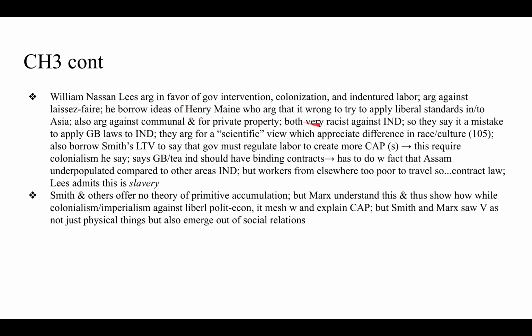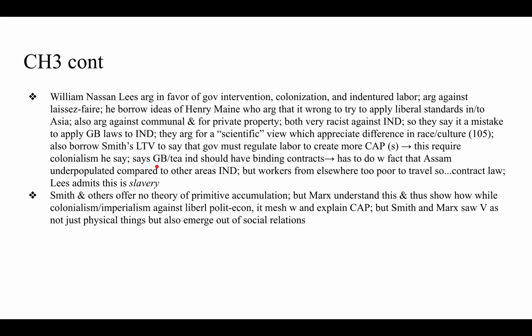Both these individuals were very racist against Indians and other non-whites. They said that it was a mistake to apply British laws to India as well, and they argued for a, quote, scientific view, which appreciated differences in race and culture. So they abandoned these kinds of ideas related to liberalism, including universalism and other ideas that came out of the Enlightenment. They also borrowed from Adam Smith's labor theory of value to say that governments must regulate labor to create more capital and surplus value. And this, in their view, required colonialism.